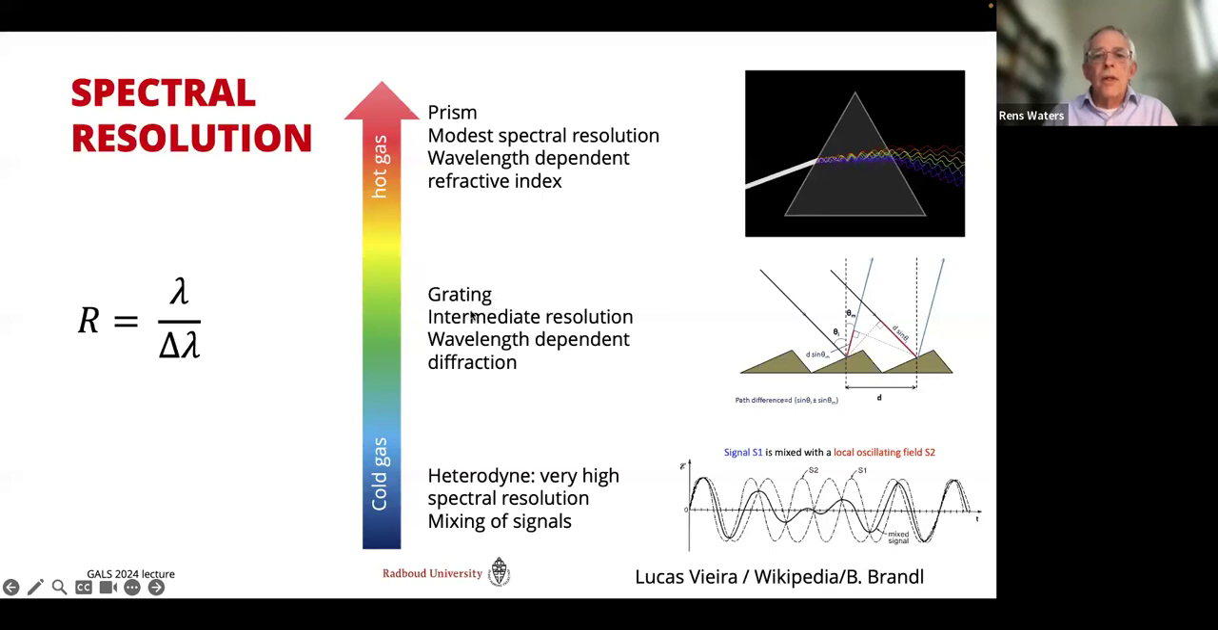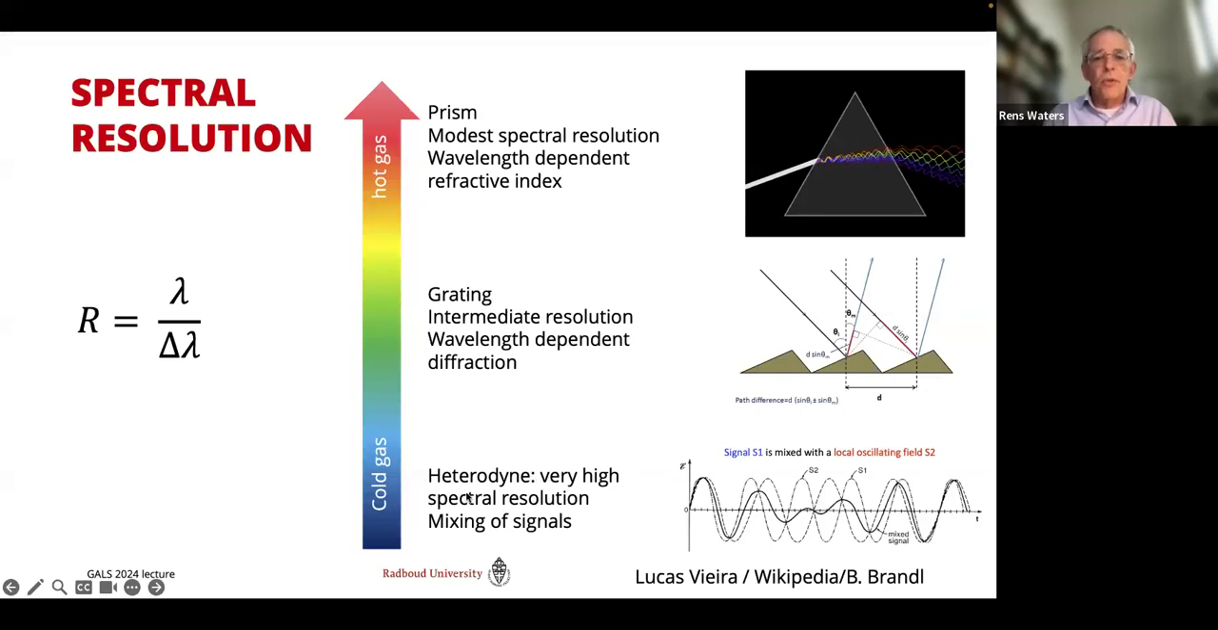Then we have gratings, and a picture of a grating is given in this diagram here. These gratings give intermediate spectral resolution, and the principle is wavelength-dependent diffraction of the incoming wave as it interferes while being reflected. The interference pattern becomes wavelength-dependent, and this is a way where you separate the different rays in different wavelengths.